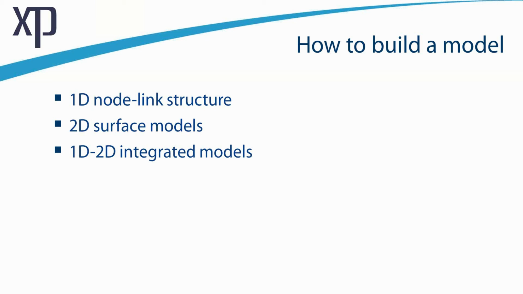Once we've got a general understanding of the hydraulics of any given site, the next step is to work out how to build a model to derive information in the form of results to make those informed decisions moving forward. There are typically three general types of hydraulic models: 1D node link-based models, more recently 2D surface models, and in conjunction with that, combined 1D, 2D models, which are often referred to as integrated 1D, 2D models.